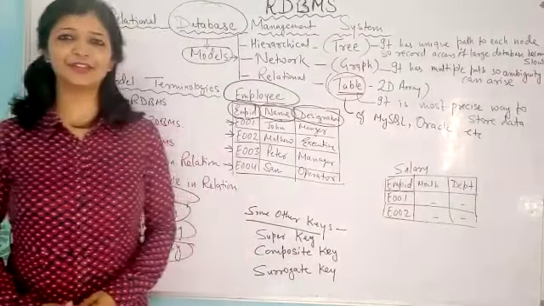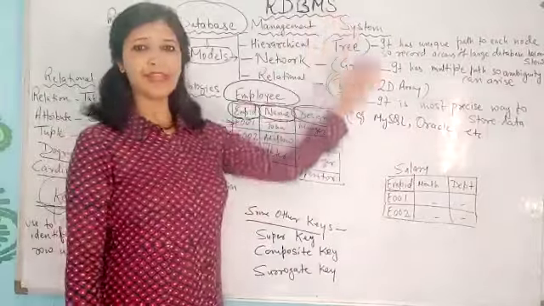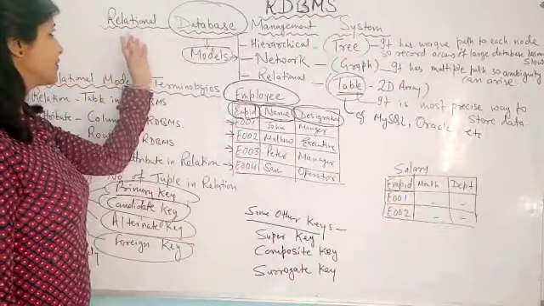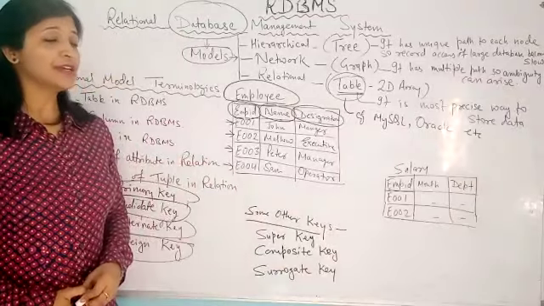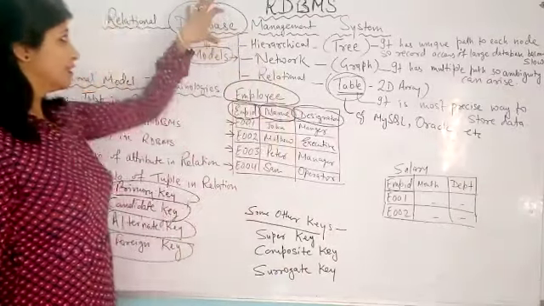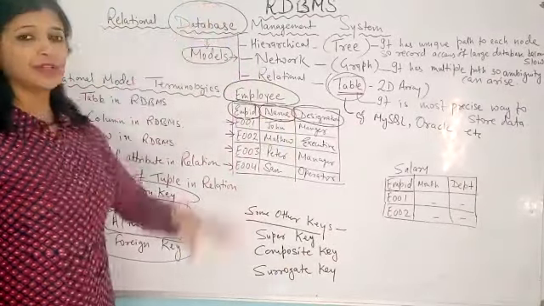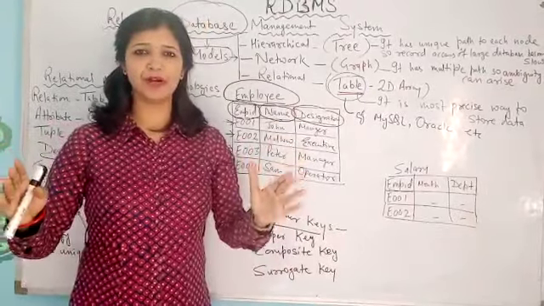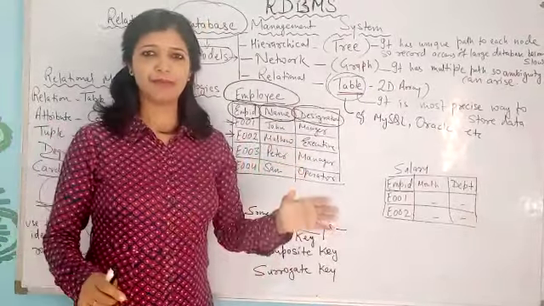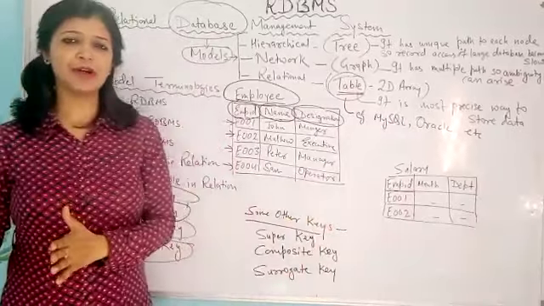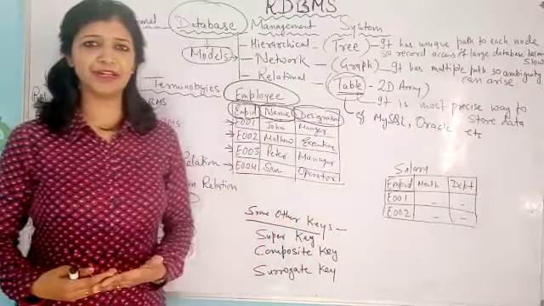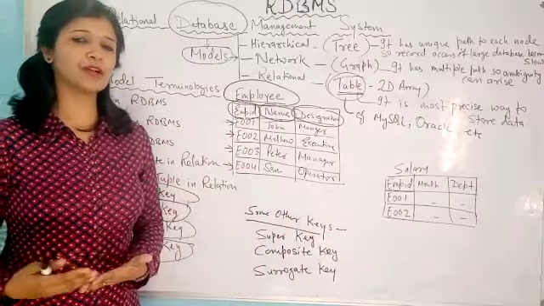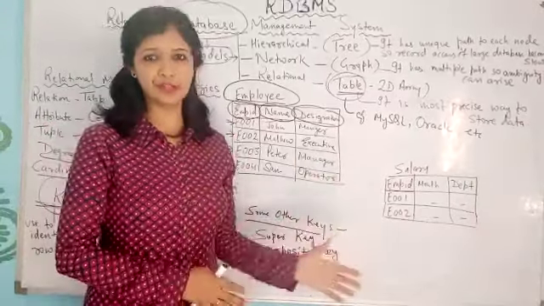Everyone, in this session we will discuss RDBMS. RDBMS means Relational Database Management System. It contains the word database. Actually, every application has two parts, front end and back end. Front end is that part of the application through which the user interacts with the application, and back end is that part of the application where data is stored.